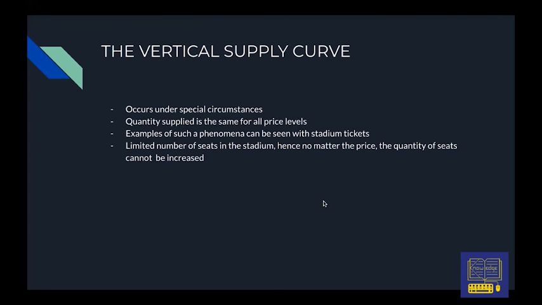Now, there's a special case, a special phenomenon with respect to the supply curve, which is the vertical supply curve. This occurs under very special circumstances. What basically happens here is that the quantity supplied is fixed, or it is the same for all price levels. An example of a scenario in which this may happen can be seen with stadium tickets. As there is a limited number of seats in the stadium, irrespective of the ticket prices, the quantity of seats cannot be increased just like that, especially in the short term.